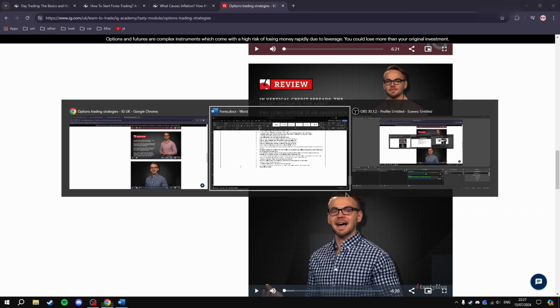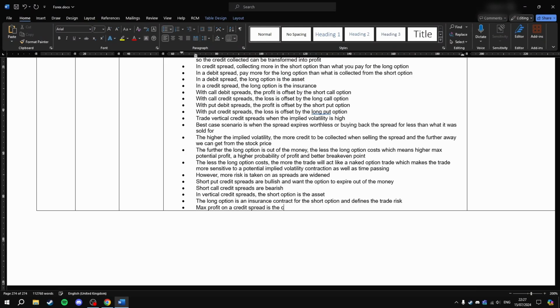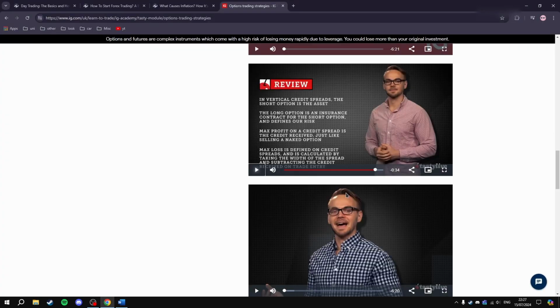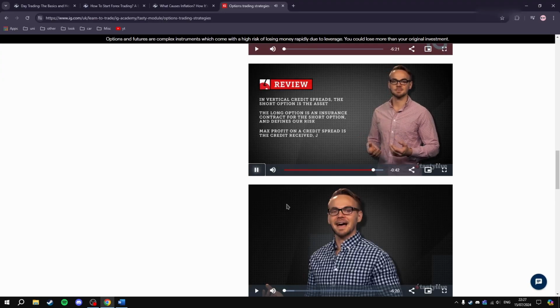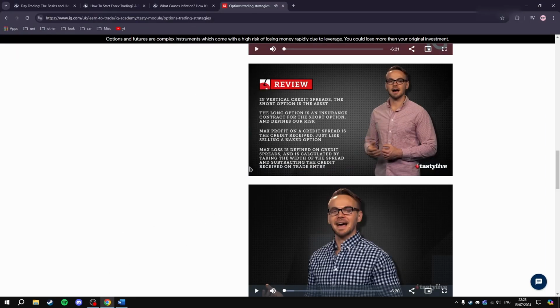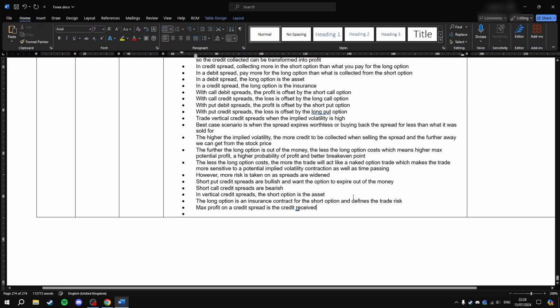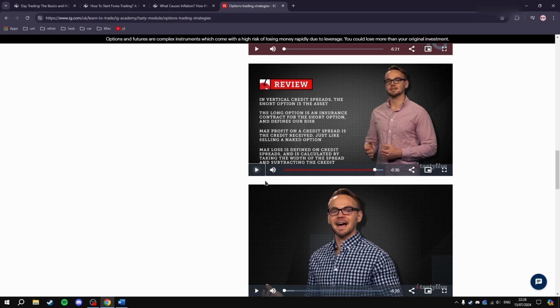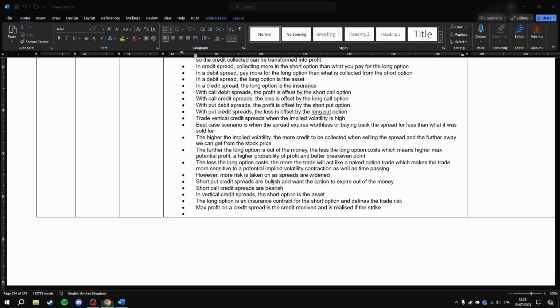So max profit on a credit spread is the credit received and is realized if the strikes expire out of the money. Our max potential profit is simply the credit received at trade entry and is realized if the strike price expires out of the money.